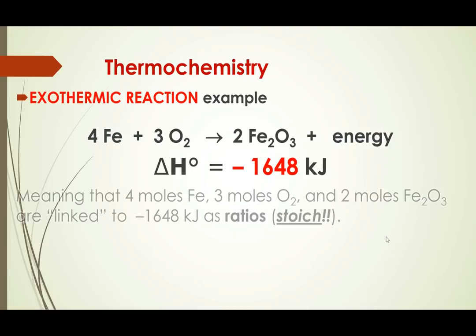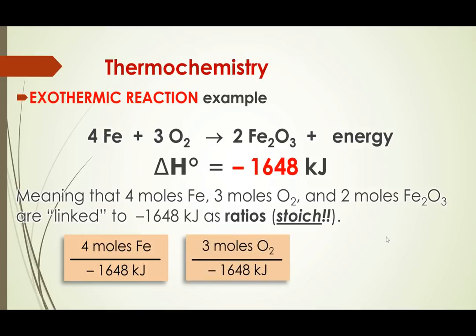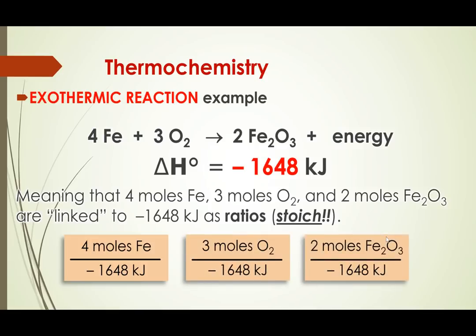Again, we've got ratios as a result of that. 1,648 kilojoules can be related to 4 moles of iron. It can be related to 3 moles of oxygen. It can be related to 2 moles of iron oxide. Any of those, just like in stoichiometry, where we could write a ratio of 4 moles of iron to every 3 moles of oxygen for a stoich calculation.